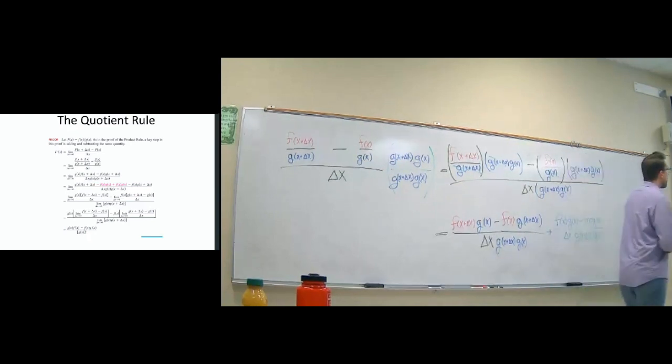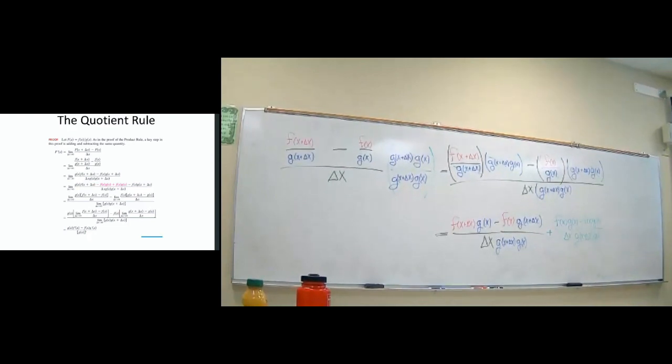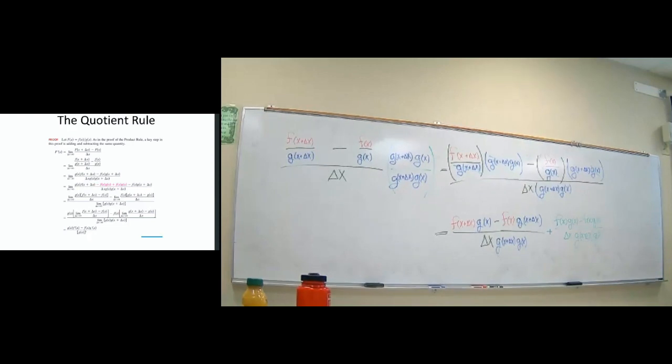Well, notice this thing isn't really going to change, right? As delta x goes to 0, it's going to become g of x squared. What you get up top in your left term is just going to be g of x times the derivative of f of x, minus f of x times the derivative of g of x. All of that divided by g of x squared.